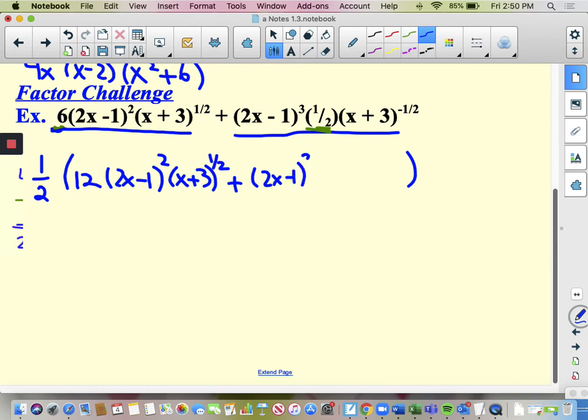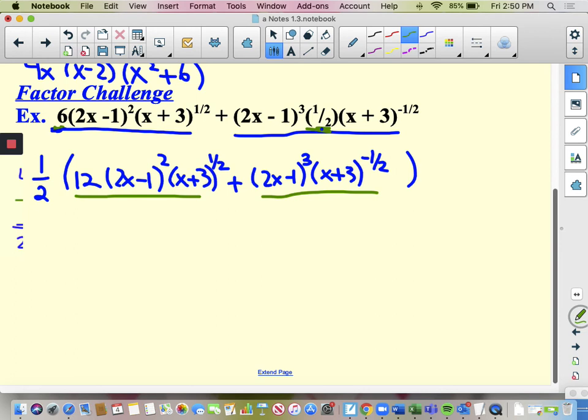Okay, the next binomial, well, 1/2 divided by 1/2, that's gone. Hopefully that's easy enough for you to see, right? So I just factored out 1/2. Okay, well, now go back to the binomial here, and here. What else do they share in common? Well, they share a 2x minus 1, and they share an x plus 3.